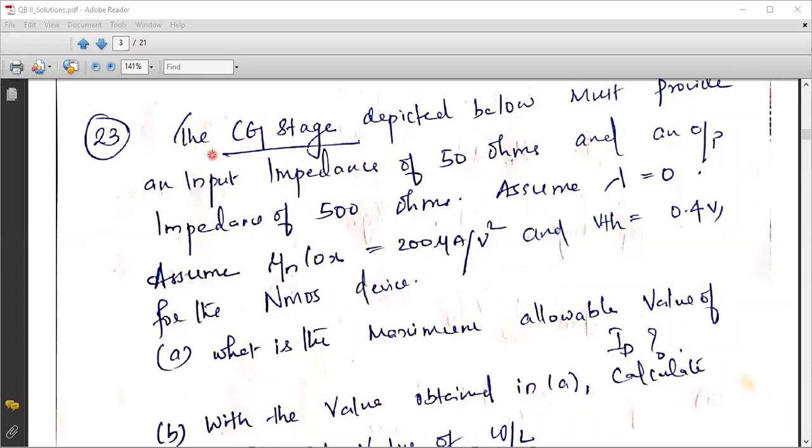So now take down this question. The common gate stage depicted below, a figure is given to you, must provide an input impedance of 50 ohms. So again, Rn is equal to 50, and an output impedance of 500 ohms. Assume lambda is equal to 0, which means there is no channel length modulation effect. This is your Kn dash, 200 microamps per volt square. The threshold voltage is 0.4 volt.